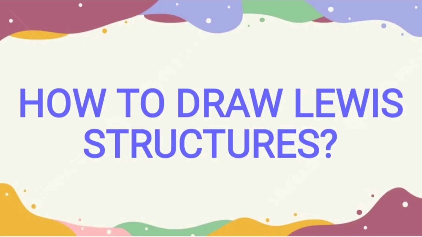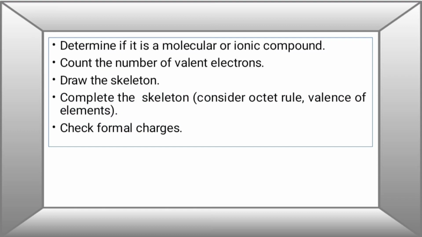Okay, how to draw these structures? Which rules do we have to follow? Let's consider. We see that first of all we have to determine if the compound is molecular or ionic. Actually, in this video we will consider only molecular compounds, not ionic. Further, I will tell you also about ionic compounds. Today we will discuss only molecular compounds.